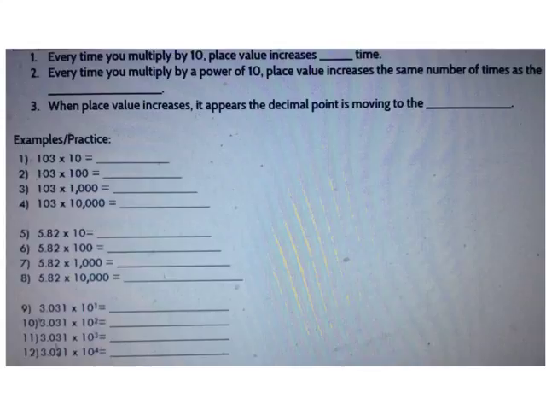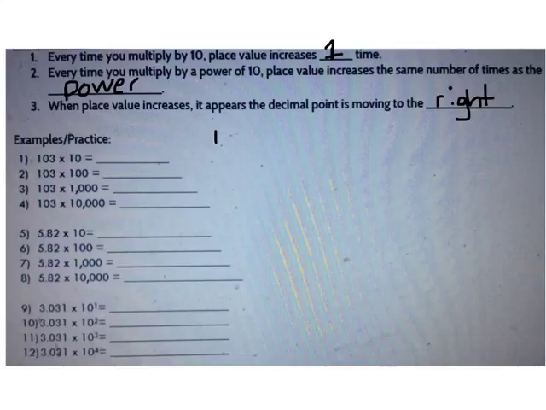I can use powers of 10 to multiply or divide. Every time you multiply by 10, place value increases one time. When you multiply by a power of 10, place value increases the same number of times as the power. And when place value increases, it appears the decimal point is moving to the right. So let's do some examples.